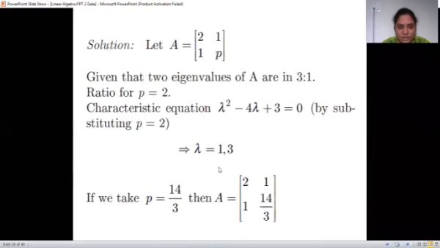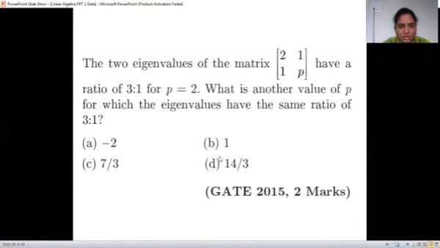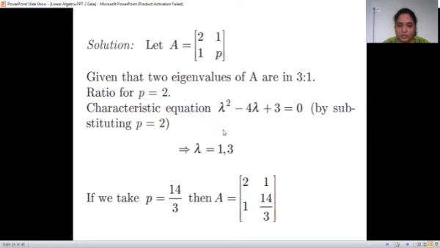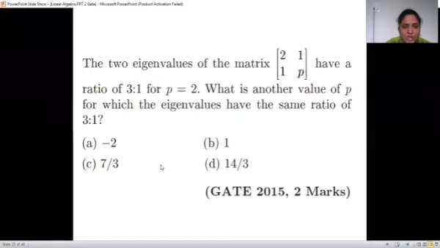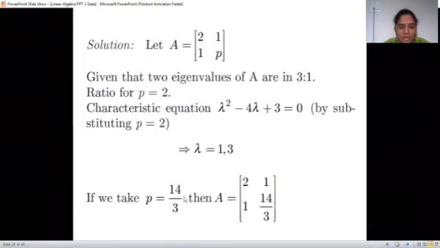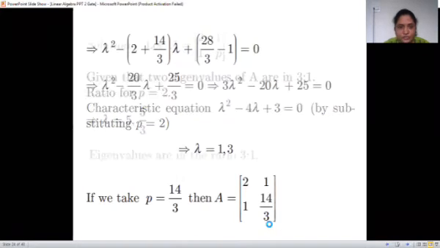Okay, then there will be the ratio 1:3. For the first case, the ratio is already given as 3:1. So in that ratio only your eigenvalues should be there: 1, 3, 6, 2, like that. So we have got 3, 1, no doubt. Now from the options we have to solve it: -2, 1, 7/3 and 14/3. I'm checking for 14/3, the last option. So if we put 14/3, 2, 1, 1, 14/3.